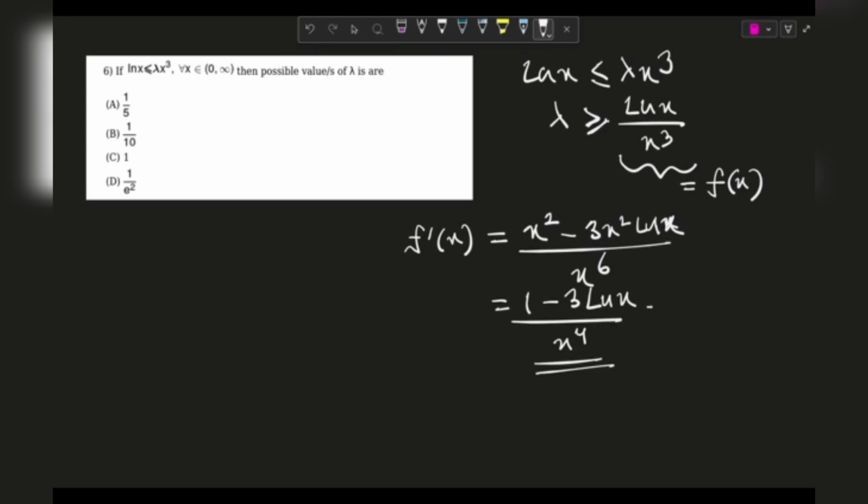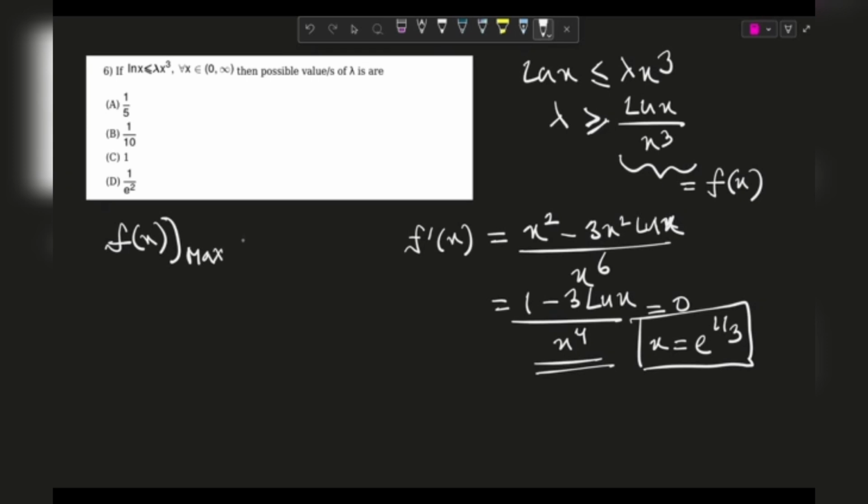So basically if we put this equal to 0, our x will come out to be e power 1 by 3. Ln x is 1 by 3, so x is e power 1 by 3. So that is the only critical point we have. So f(x) will be maximum at x equal to e power 1 by 3, and its value will be f(e power 1 by 3).